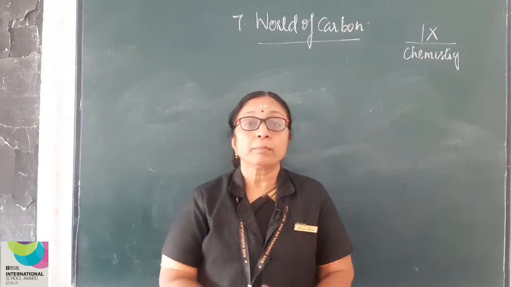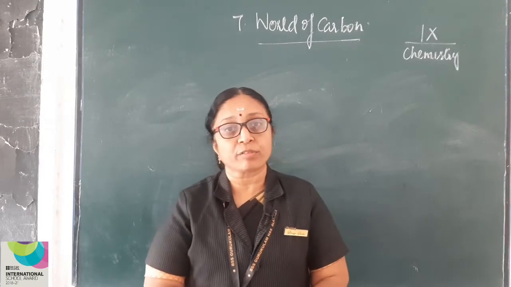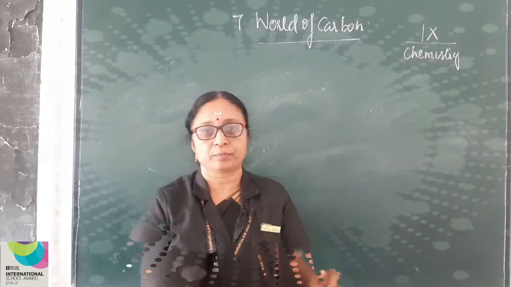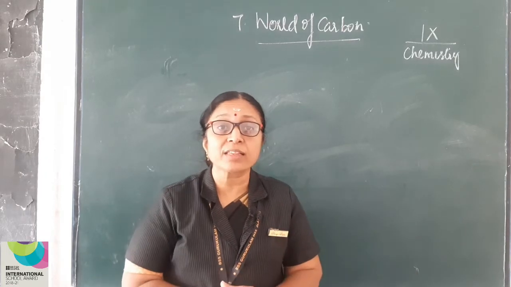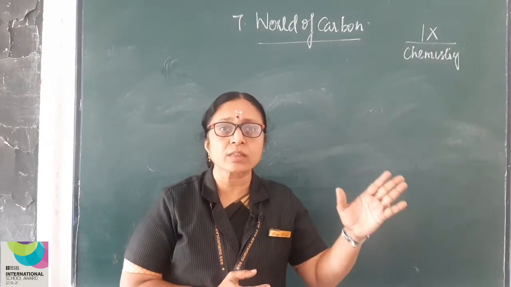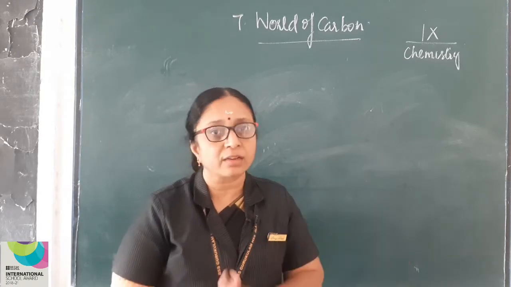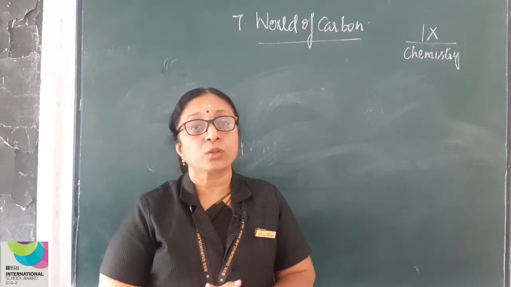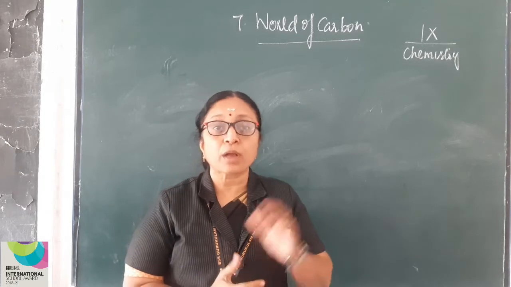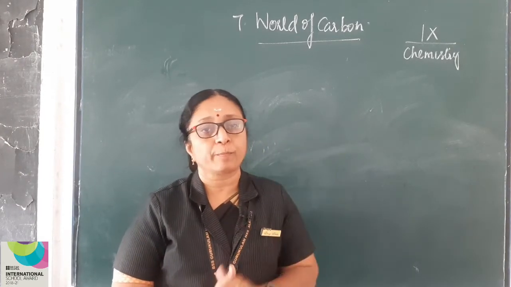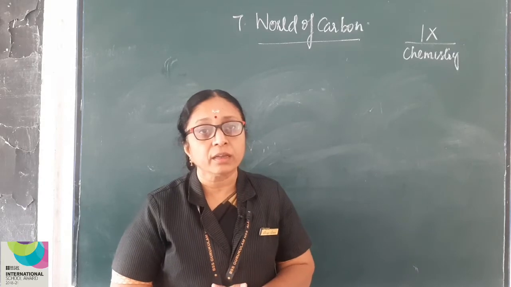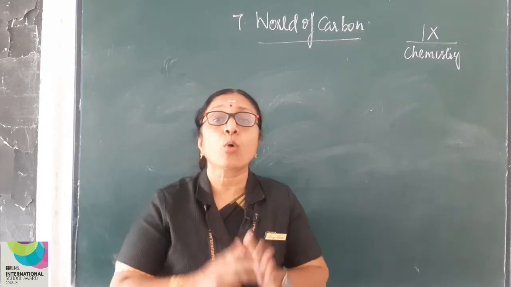Children, what is the electronic configuration of carbon? What is the atomic number? 6. So the configuration will be 2, 4. Now, what is its valency? 4, right? If the outermost shell has 4 electrons, up to 4 electrons we can consider it as the valency. If it is 5, you have to subtract from 8. So the valency of carbon is 4. Hence, we call carbon tetravalent. What is tetra? 4. Because of this tetravalency, carbon has a tendency to form covalent compounds.